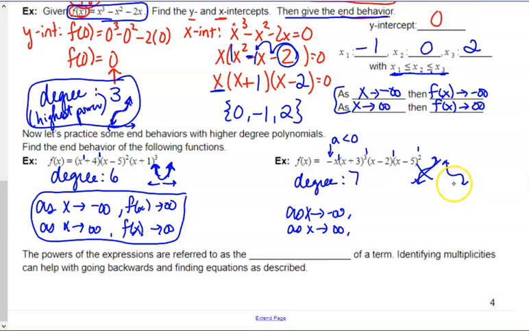All right, so here, if x goes to negative infinity, my function goes to positive infinity. If x goes to positive infinity, my function ends up going to negative infinity. So with an odd degree, these have to be different. For an even degree, these have to be the same.